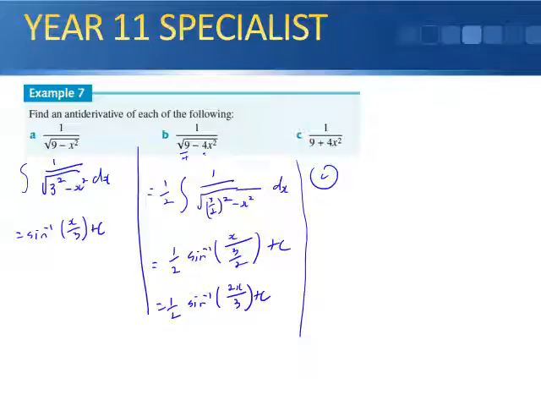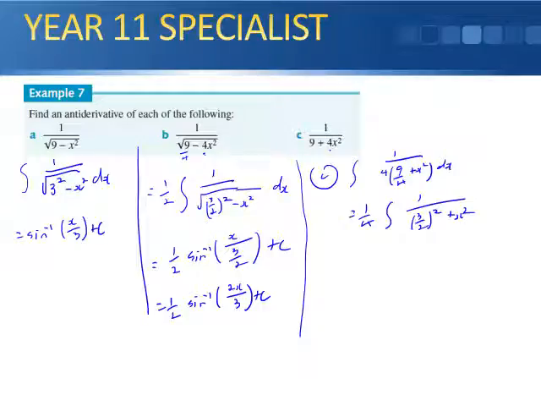Part C, again, this is the tan, but of course I've got the 4 here, so I'm going to take out the 4. So I've got 1 divided by 4, 9 on 4 plus x squared dx. Now I'll write the 9 as 4 times 3 on 2 squared. The 4 I'll take out, so there's the quarter there. So I'll have 1 divided by 3 on 2 squared plus x squared.